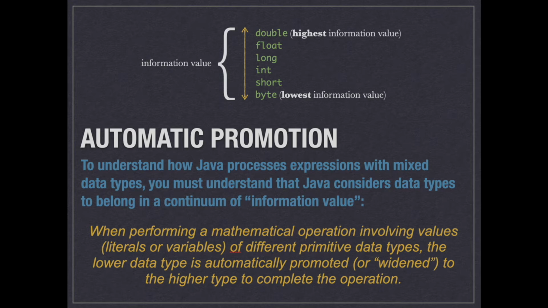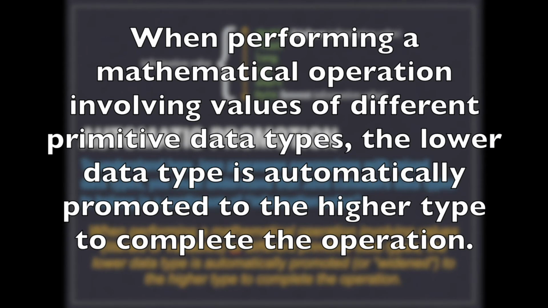So double is the higher value data type in that continuum. And so what is automatic promotion? Here's the rule. When performing a mathematical operation involving values of different primitive data types, those on the continuum there, the lower data type is automatically promoted to the higher type to complete the operation.